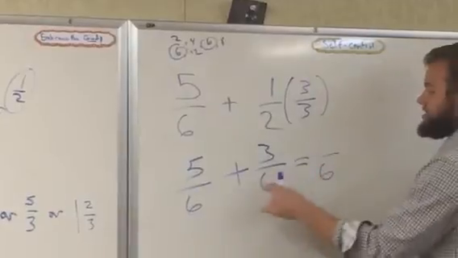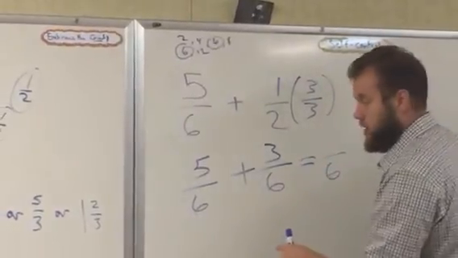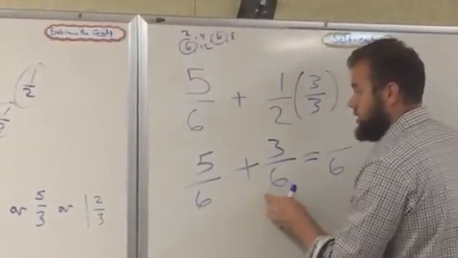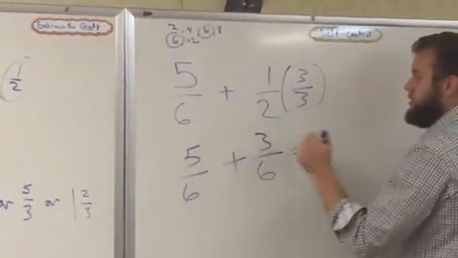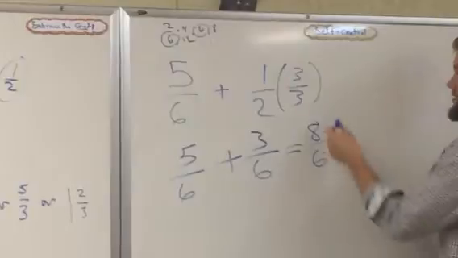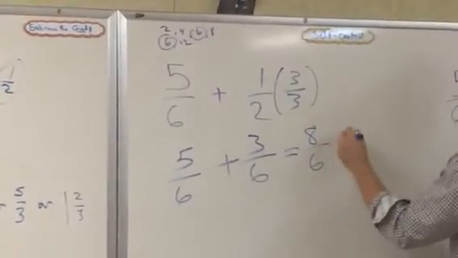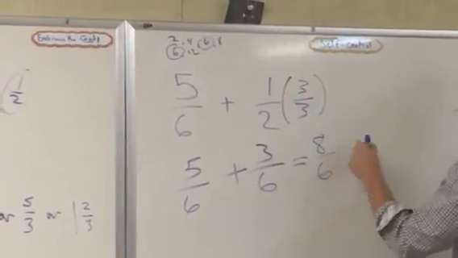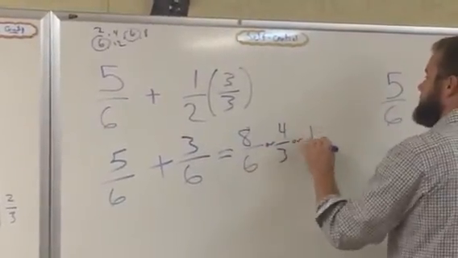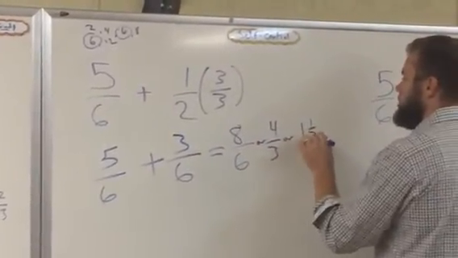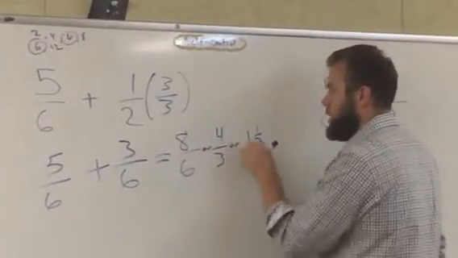They don't change. That's different from multiplication. In multiplication, these would change. This is going to stay the same. This is what changes, the numerator. 5 plus 3 is 8. I can divide out and make this simpler by taking a 2 out of both of these, and that can be 4/3, or I can even get a mixed number of 1 and 1/3, because 3 goes into 4 one time with 1 left over.